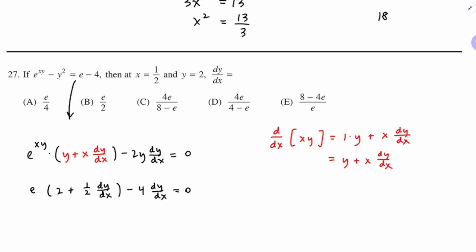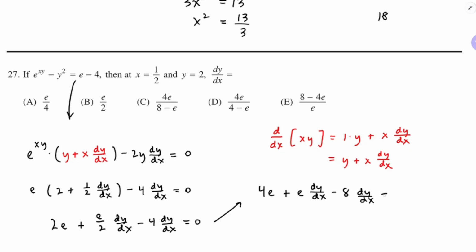Okay, I am not liking the way that this is looking, but what can I do here? I'm trying to think. I'm going to distribute the e. I'm going to definitely multiply both sides of this equation by 2 to get rid of the fraction. I'm not really sure what's happening here. 8 dy dx equals 0.